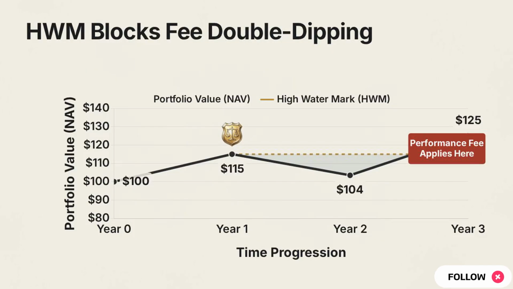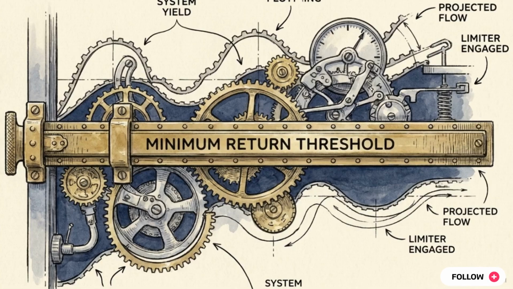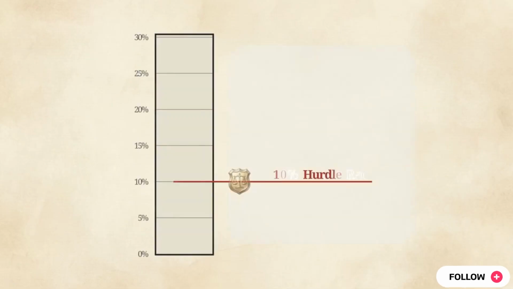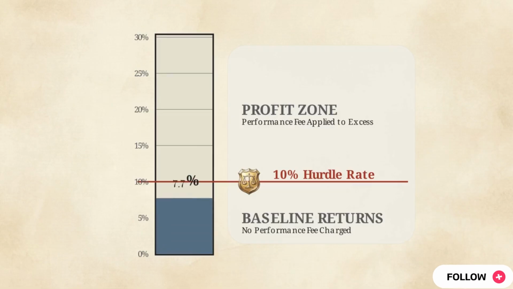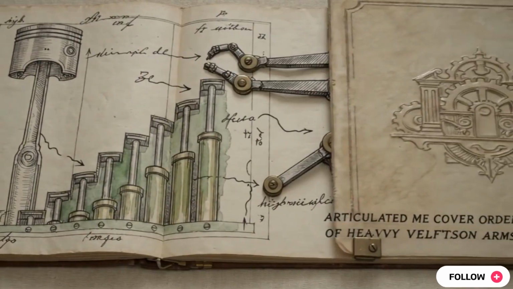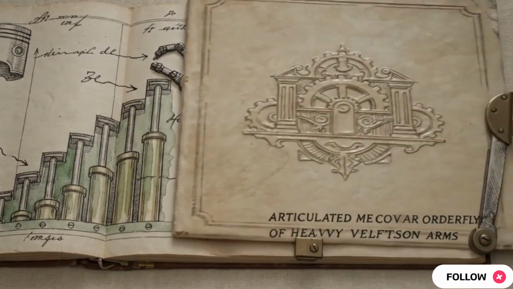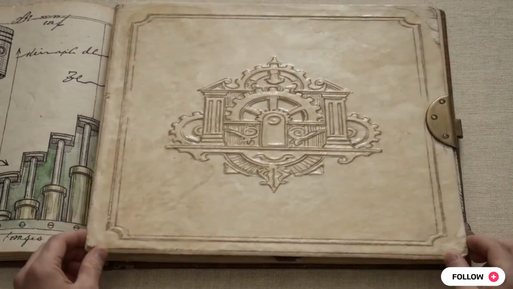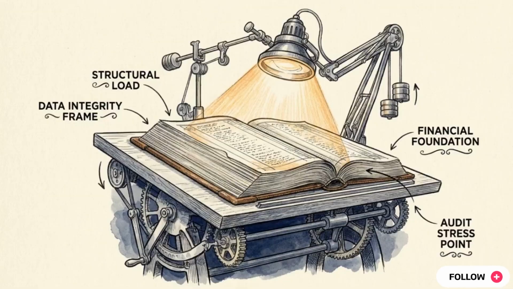Many portfolios also utilize a hurdle rate. This sets a baseline percentage, like 10%, that the manager must beat before any performance fee kicks in at all. These mathematical constraints ensure that the portfolio manager only profits when they generate actual new wealth for the client. The final stage of the operational loop ensures ongoing transparency, reporting, and compliance.